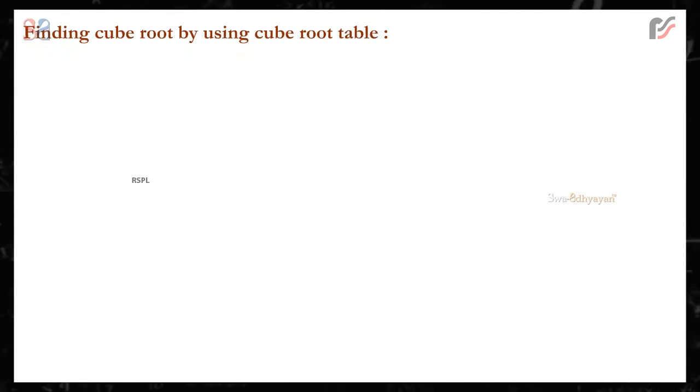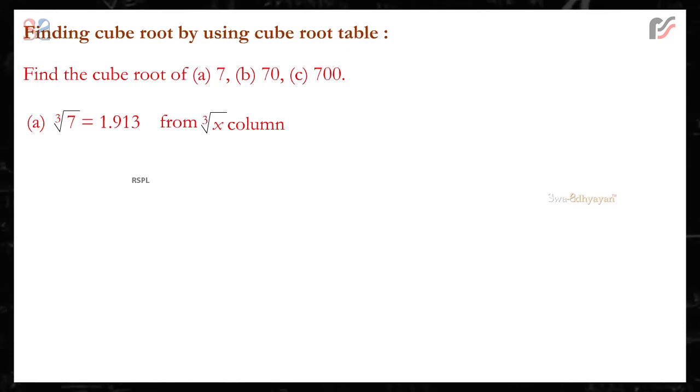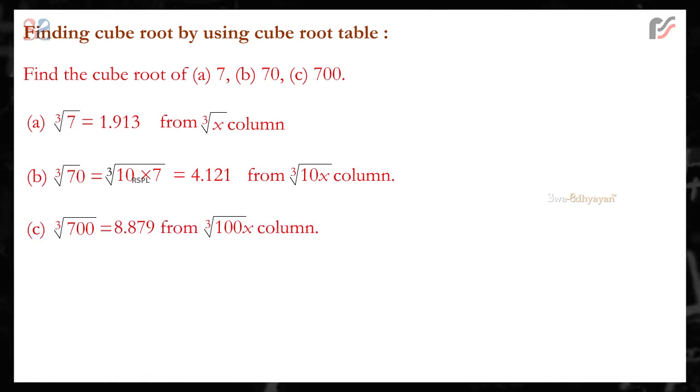Estimation of cube root. Finding cube root by using cube root table. Find the cube root of A. 7, B. 70, C. 700. A. Cube root of 7 is equal to 1.913 from cube root x column. B. Cube root of 70 is equal to cube root of 10 into 7, which is equal to 4.121 from cube root of 10x column. C. Cube root of 700 is equal to 8.879 from cube root of 100x column.